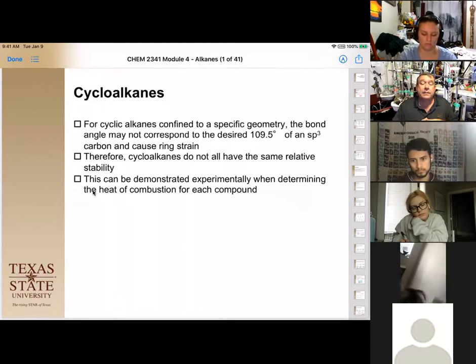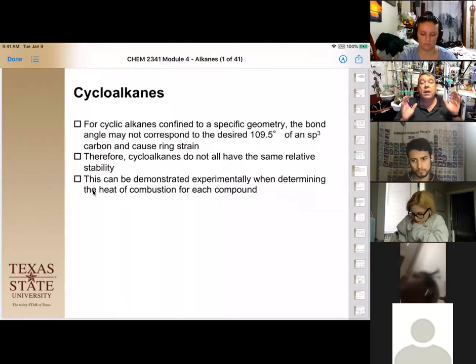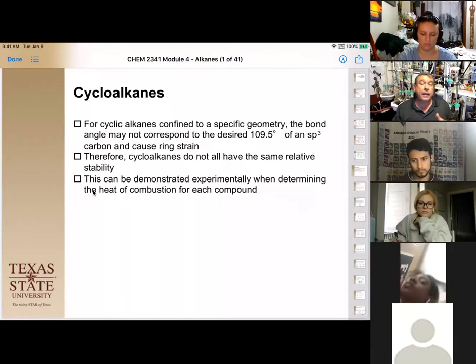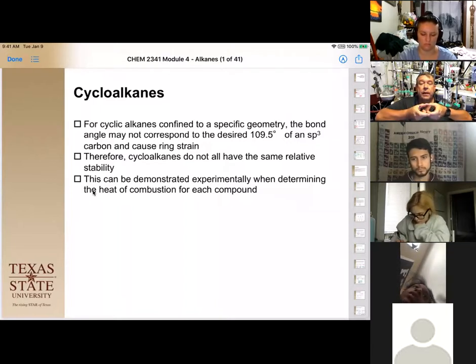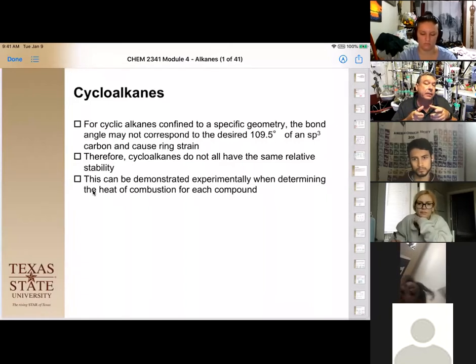And so we can actually measure ring strain by combusting the materials and seeing how much heat is given off. However, not all cycloalkanes have the same relative stability, because for a 4-membered ring, you have 90-degree angles. That's off from the 109.5. For a five-membered ring, you actually have about 109 degrees. Six-membered ring, you can get all of them at 109.5 degrees. So each different cycloalkane actually has a different relative stability.